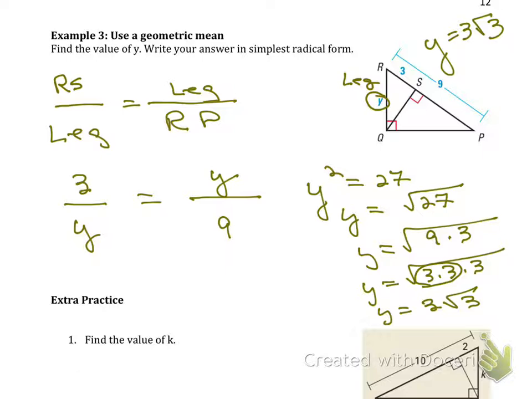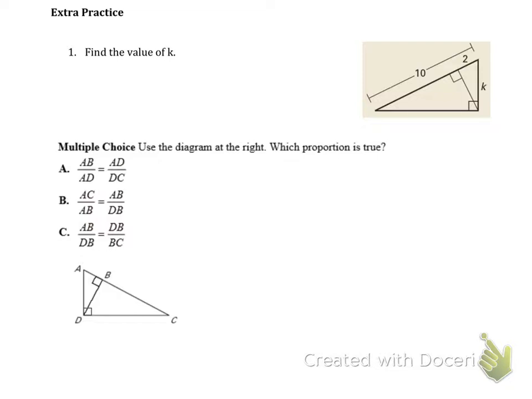Okay, let's go to the next page and do this other practice. You just make sure it's the same thing, yes. Okay, so we're going to do this practice. It says find the value of k. Oh, look, k is also, what? A leg. So what do I know? I know a leg goes in the geometric mean spot, with the piece of the hypotenuse closest to the leg, and the entire hypotenuse. So I can now replace the word leg with k.